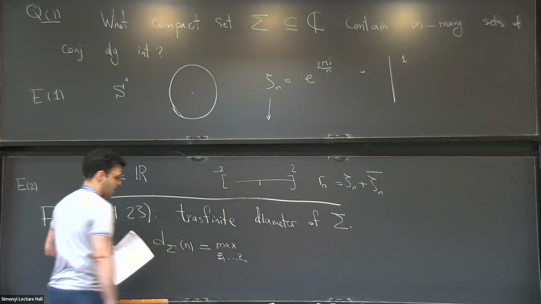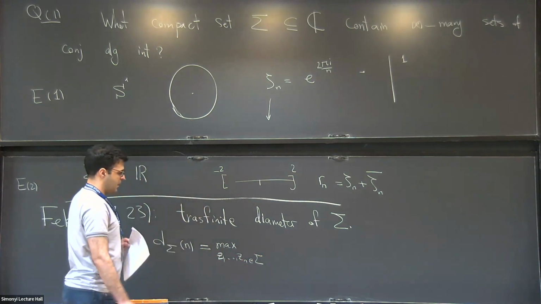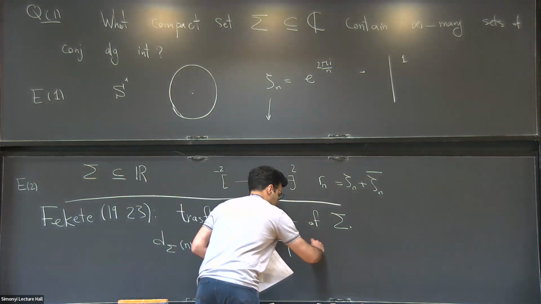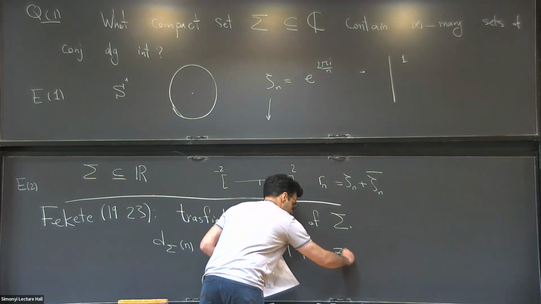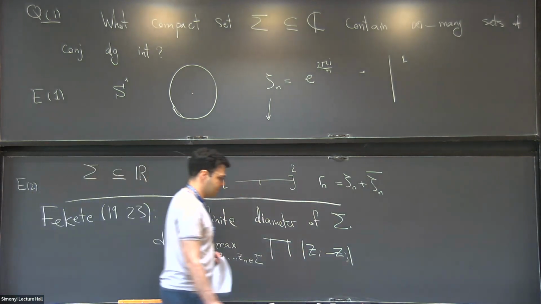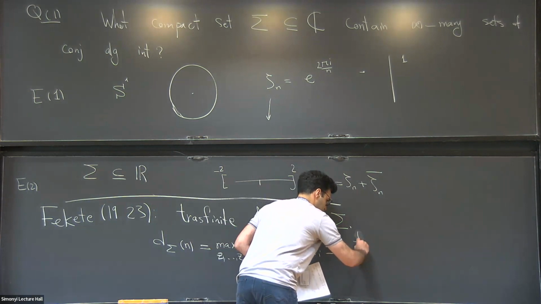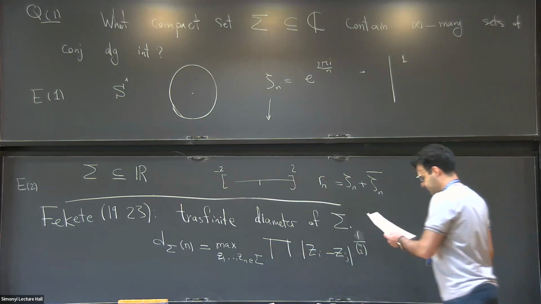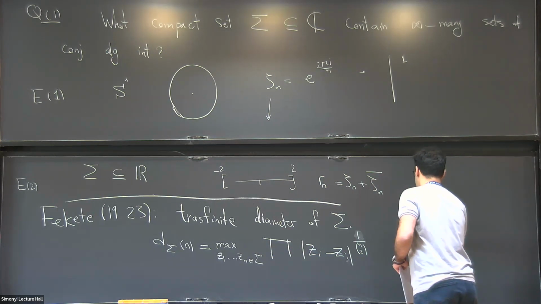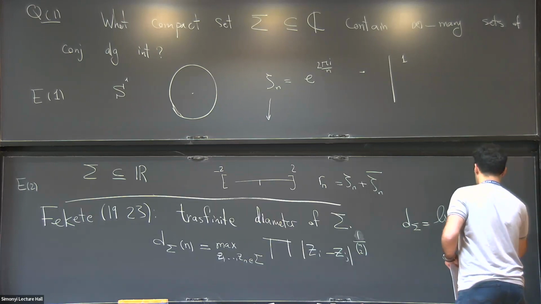If you pick n points inside sigma, we take the product of the distances between zi minus zj. There are n choose 2 different pairs, and then we normalize it by taking the power 1 over n choose 2. That's going to be the nth transfinite diameter, and the transfinite diameter is simply the limit as n goes to infinity of these d sigma of n.